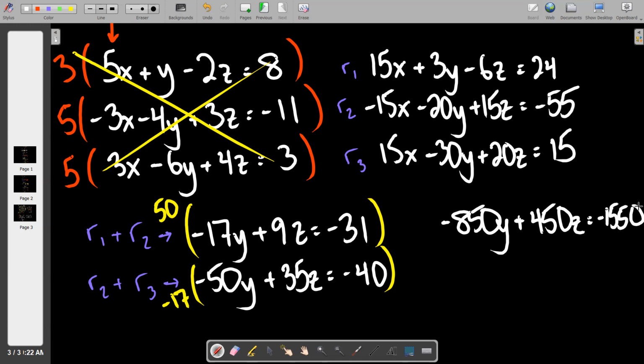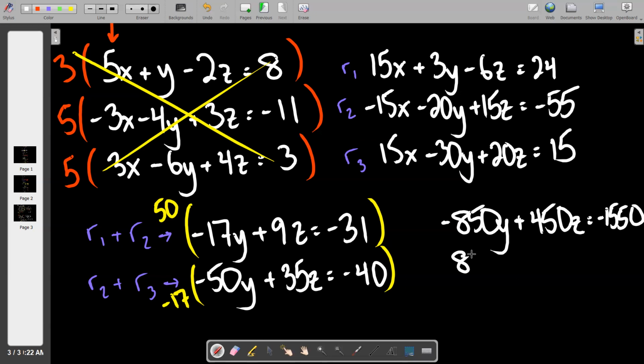Feel free to use your calculators liberally when you're navigating through this stuff. Just don't forget negatives. All right, on to the bottom row we go. What is negative 17 times negative 50?